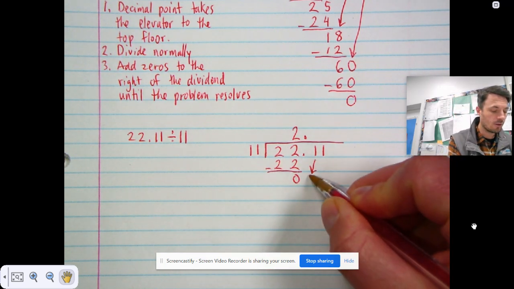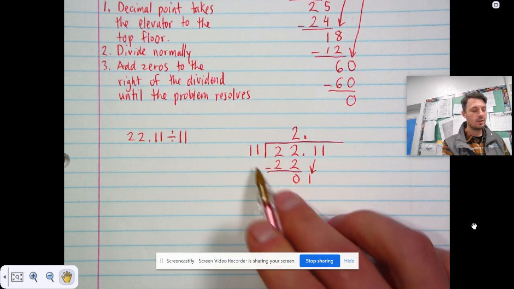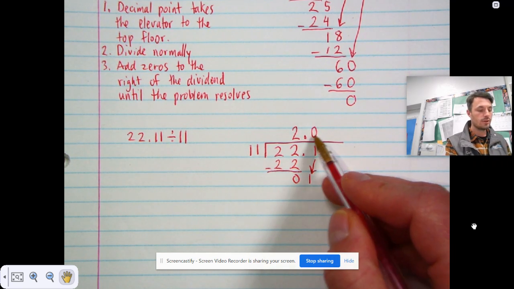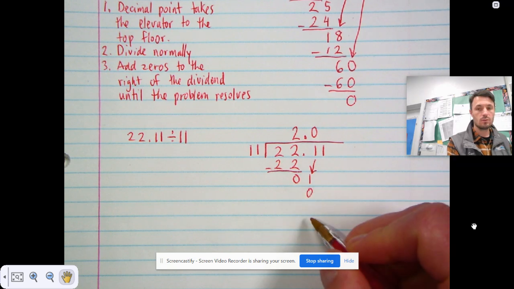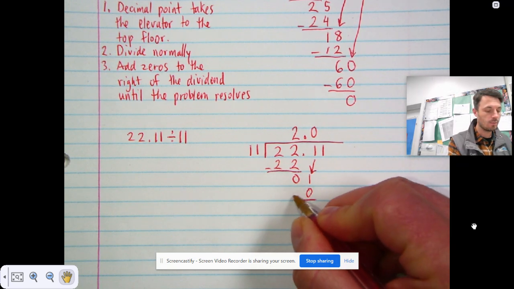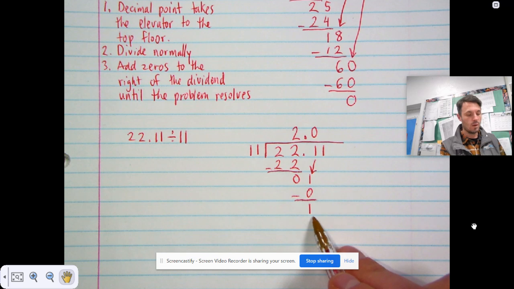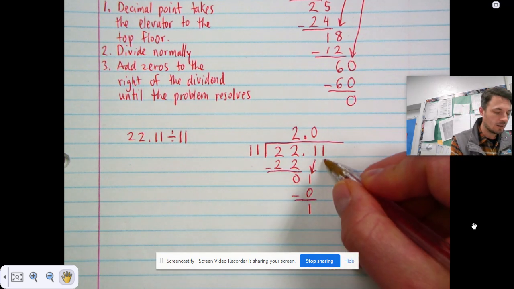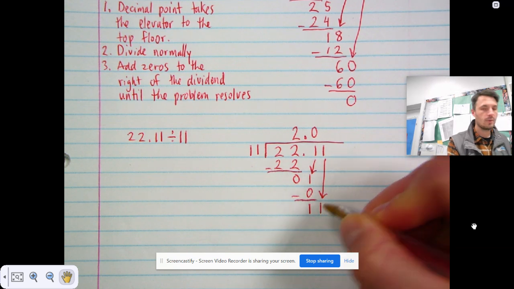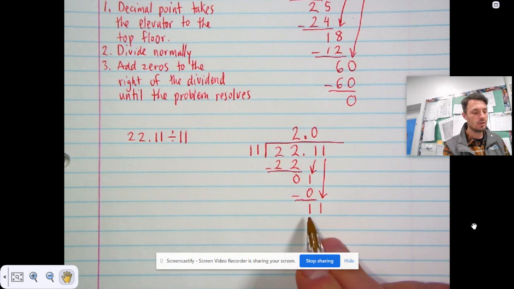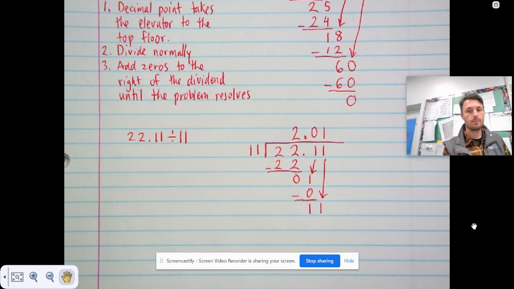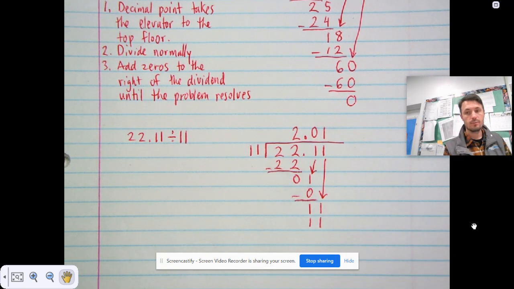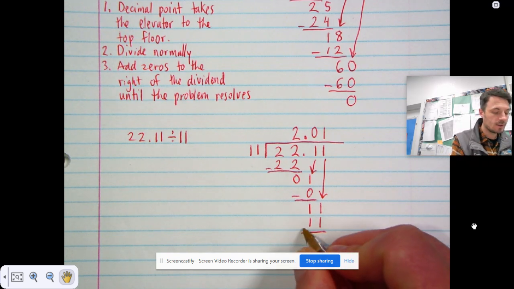Now we bring down. 11 can fit into 1 0 times. 0 times 11 is 0. Now we subtract. 1 minus 0 is 1. Is 1 smaller than 11? Yes, that's how we know this 0 is correct. Now we bring down. We go back to divide. 11 can fit into 11 1 time. Now we multiply. 1 times 11 is 11. Now we subtract. 11 minus 11 is 0.